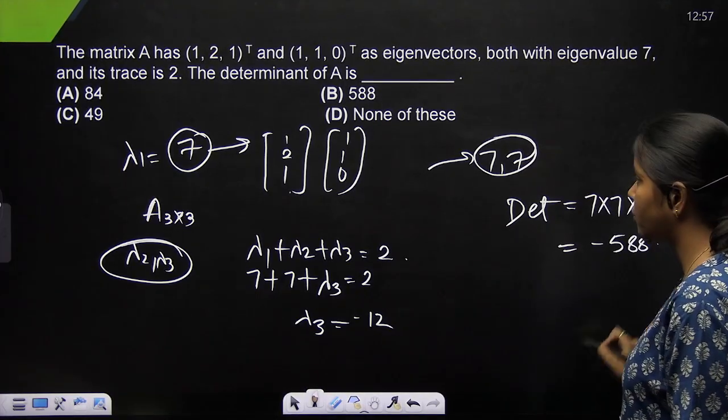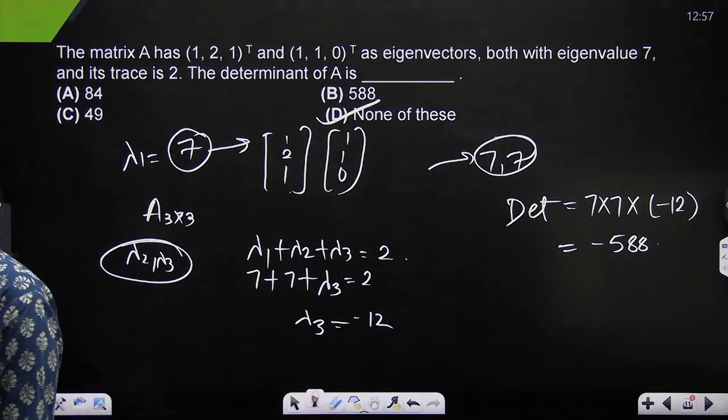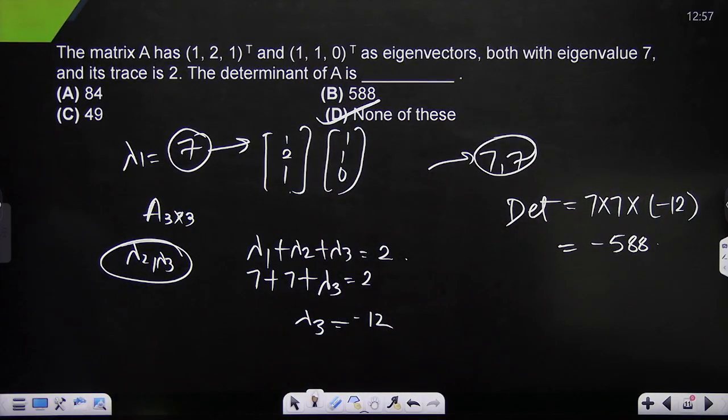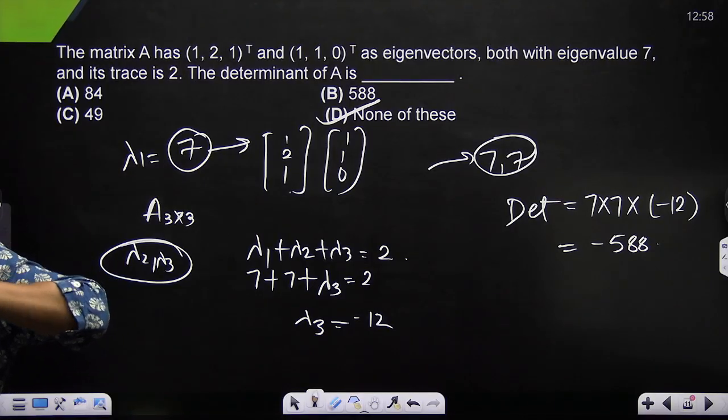So which of the options matches? None of the options matches. None of the options matches our answer. So here option D is correct. Right? I think this is a question from GATE mock 2018. They have asked this question in the mock exam.